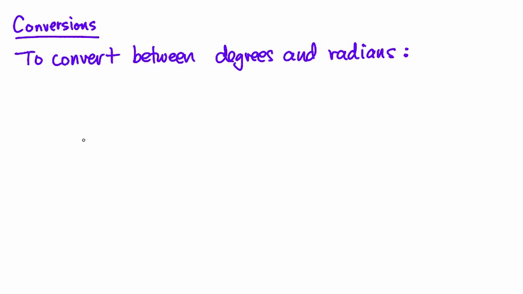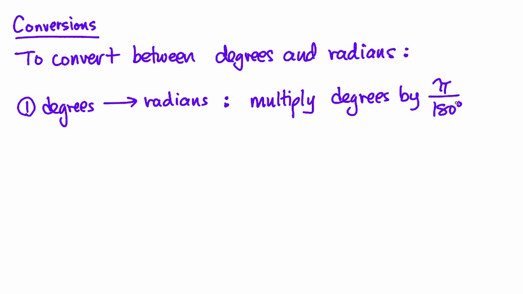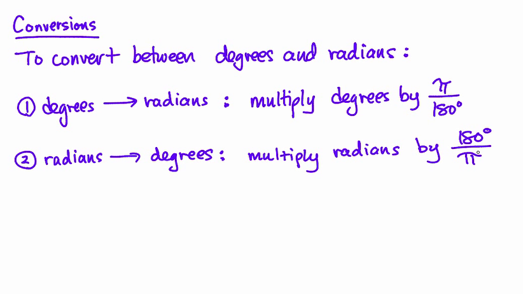To convert between degrees and radians, there's two different formulas that we can use. The first one is if we have degrees and we want to go to radians. So what we do is we multiply however many degrees we have by pi divided by 180 degrees. We'll do a couple examples of this in a second. Number 2, if I want to go from radians to degrees, I do multiplication by the inverse. So I now multiply the radians by the reciprocal, 180 divided by pi. And as promised, a couple of examples.